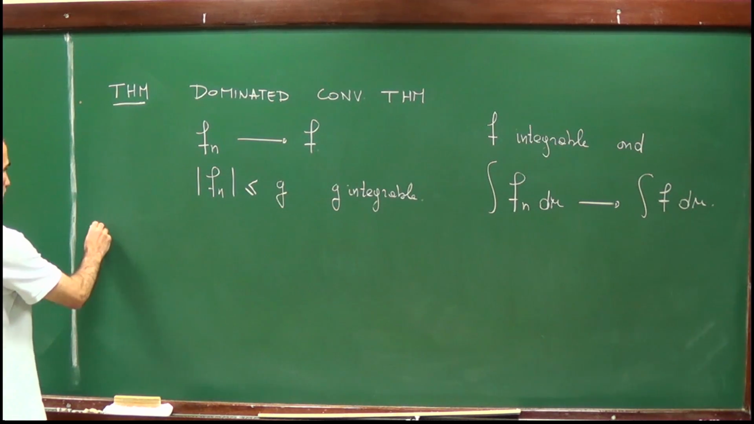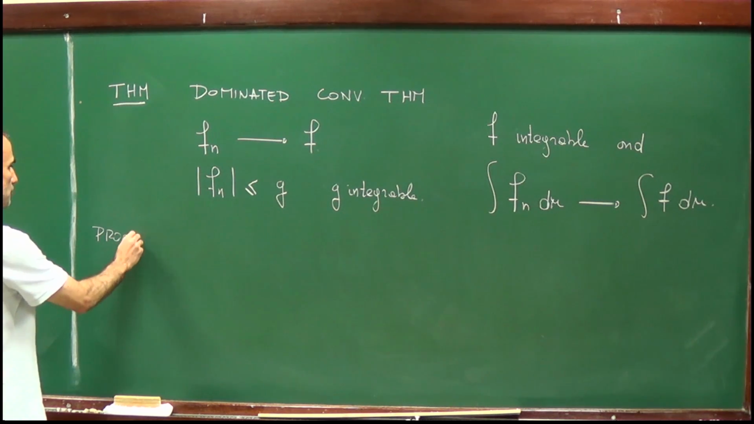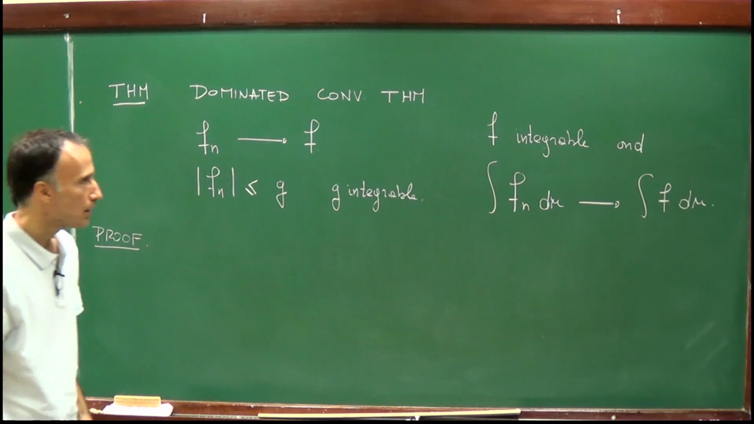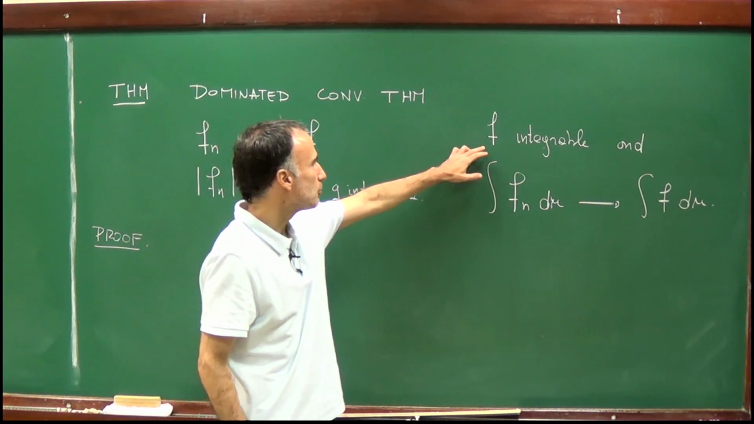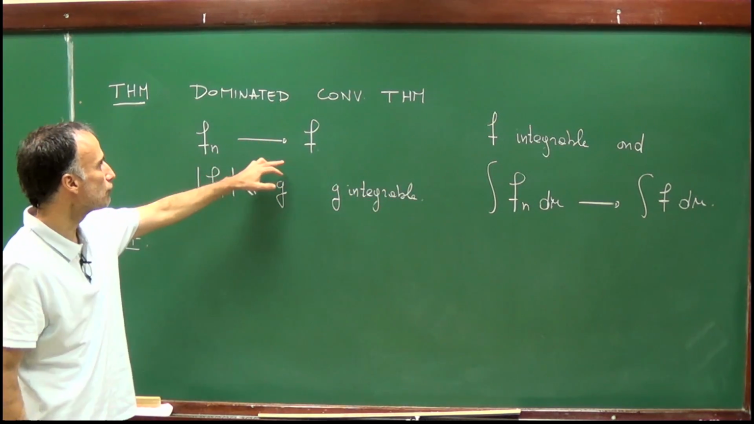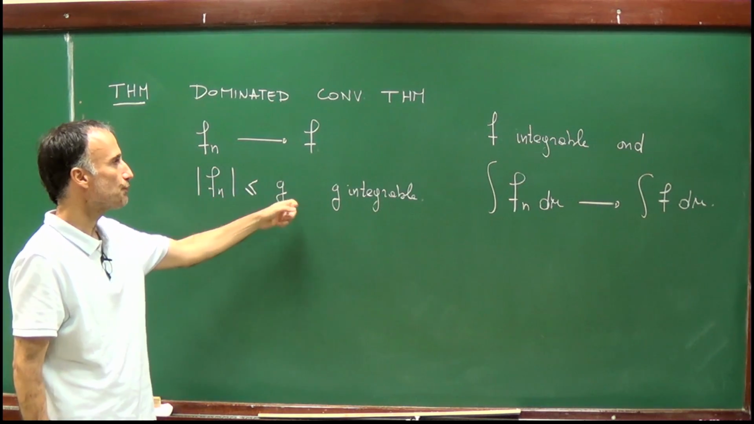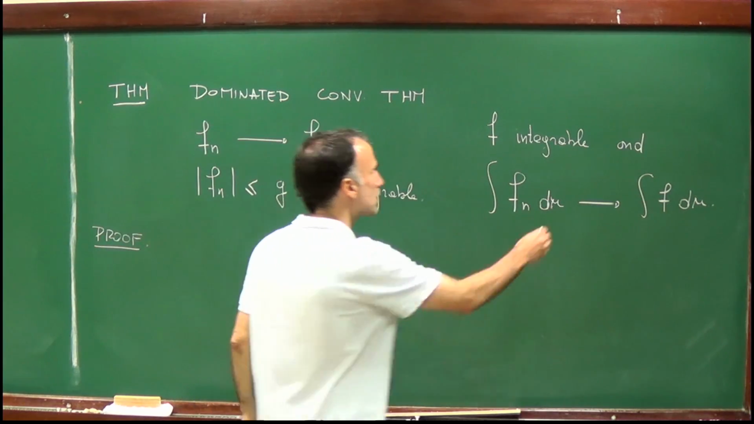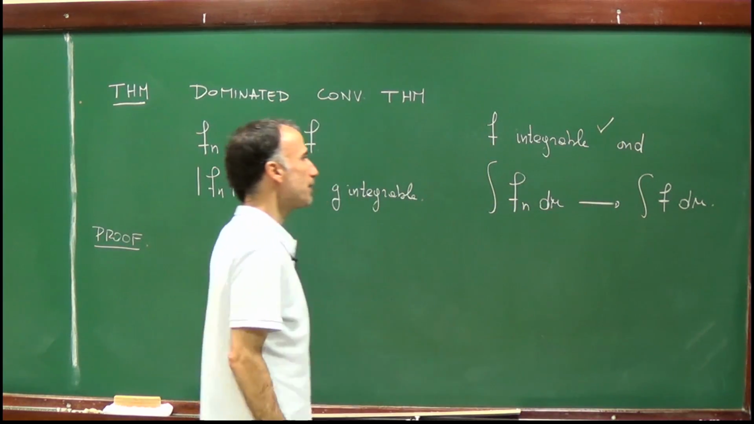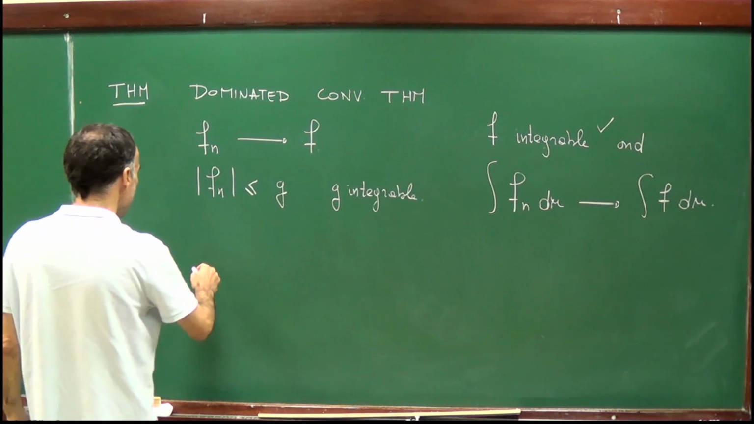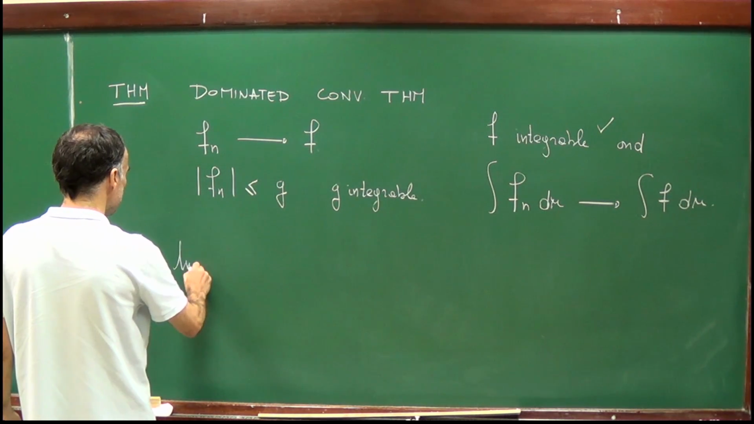So let's prove that. And in this proof, we will use Fatou's lemma two times. Well, on the one hand, it's clear that f is integrable because since fn is converging to f, we have also that the absolute value of f is bounded by g, which is an integrable function. So it's clear that f is integrable. And now let's use Fatou. So let me start with the limit sup.